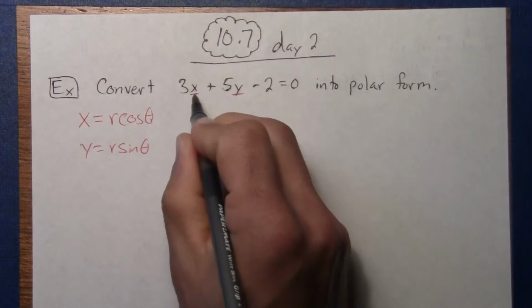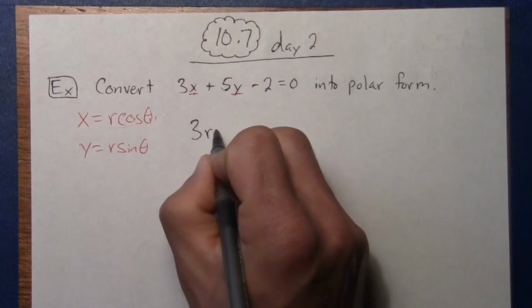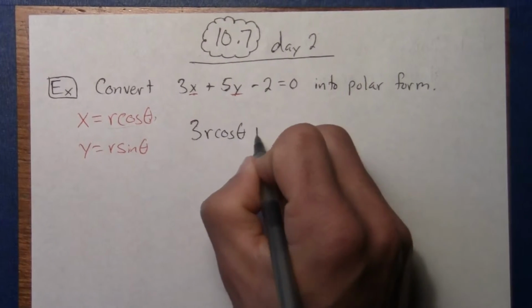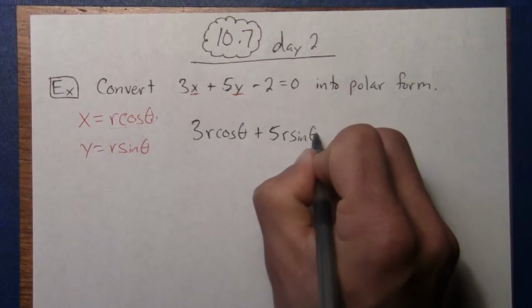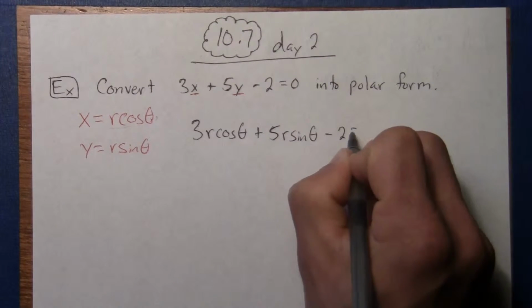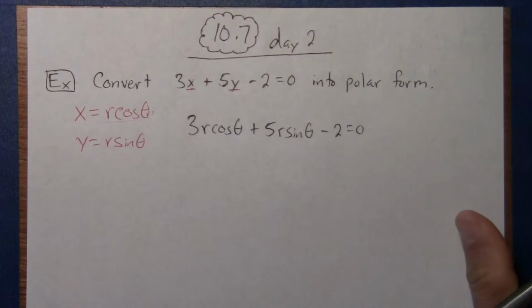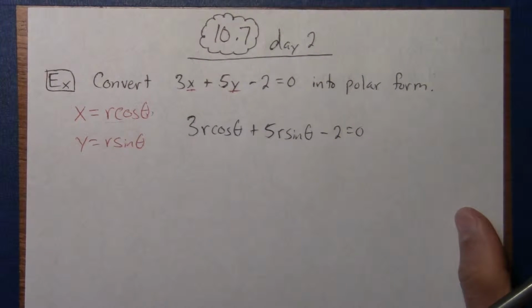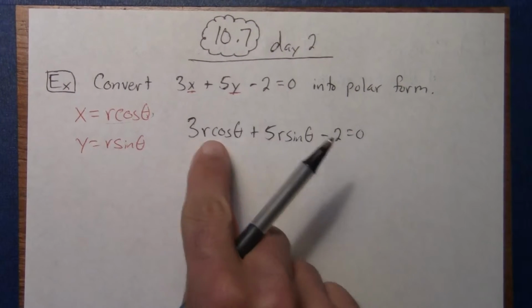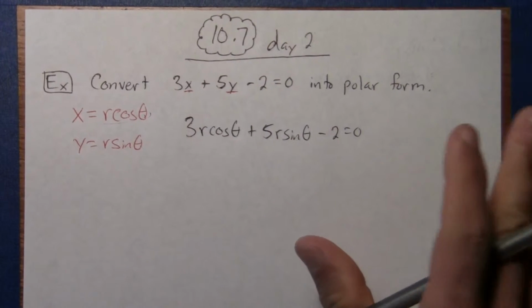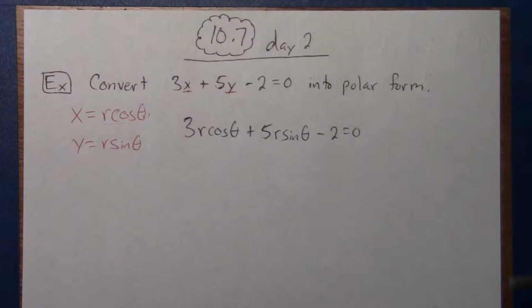I'm going to say it's 3 times x, which I can change to r times cosine of theta, plus 5 times y, which I can change to r sine of theta, minus 2 is equal to 0. And then step 1 of your goals, if you want to think of it that way, is that you've gotten rid of all of the x's and y's, which is what you want to do. Now, if you have both r and theta in your equation, it's like having both x and y. You usually solve for y. Well, for this, you usually solve for r. So now I have to think how to get r by itself.